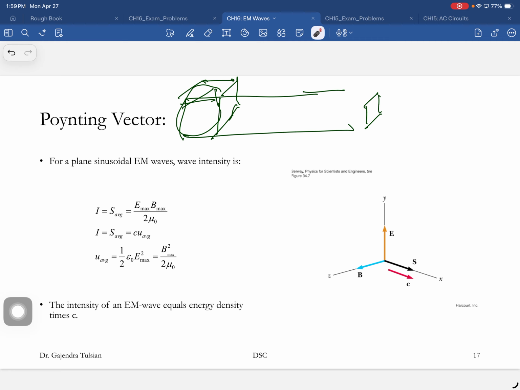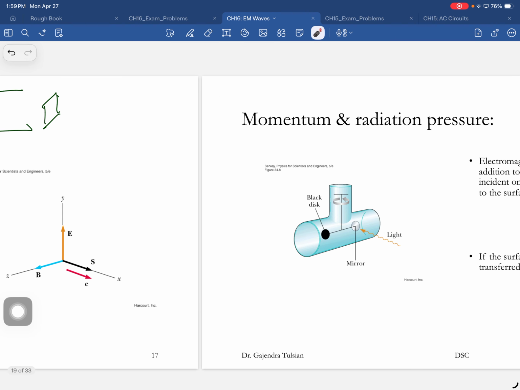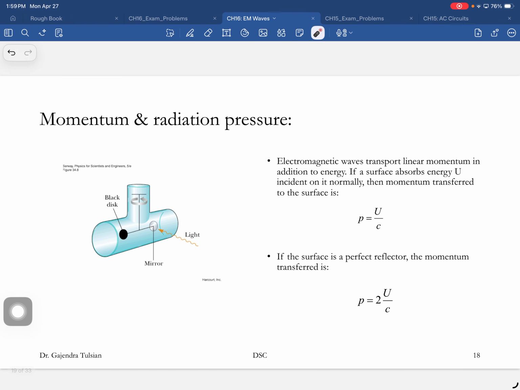So the pressure that a beam of light exerts on a surface, when it's absorbed, is the intensity divided by c. Now this is for real.